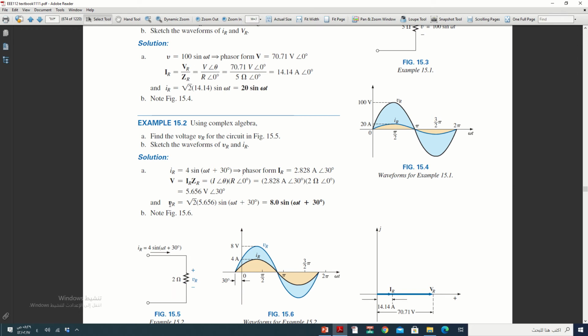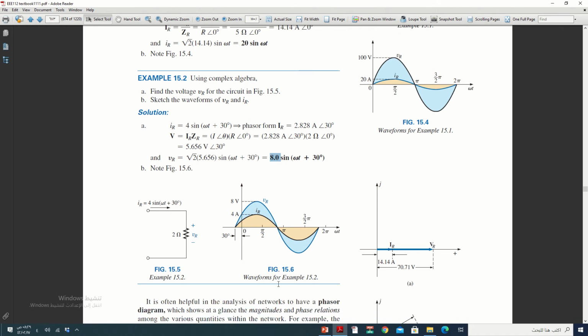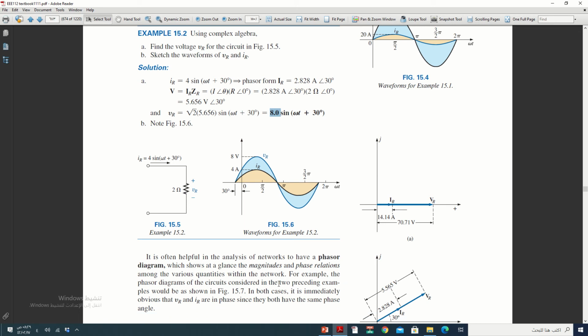See here, now we need to find VR since our question asks for the sinusoidal expression of VR. We will multiply the RMS by root 2 and the angle will be the same since it is a resistive element. It will be in phase. The final answer would be 8 sine omega t plus 30. This is called the waveform drawing diagram. Okay, if we ask you to sketch the waveform.